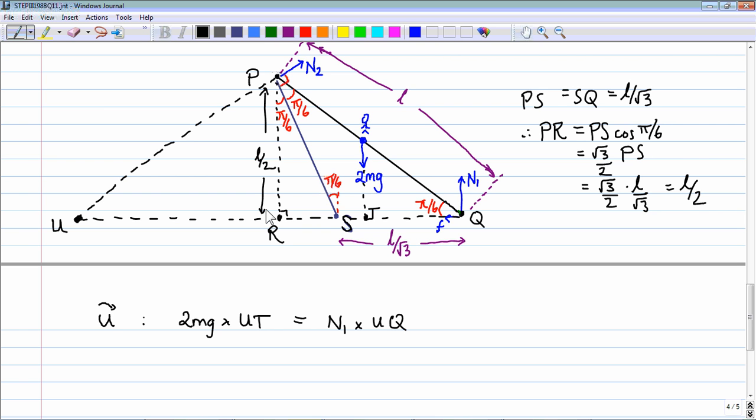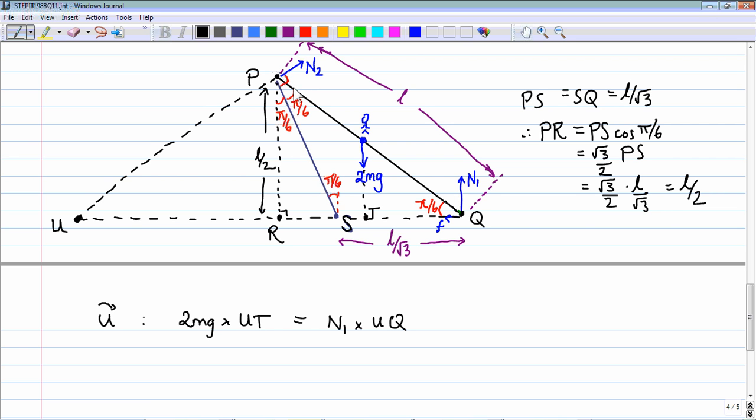So QUP is pi over 6. Why is that? Because, okay, that's a right angle. I see. Right, I see.